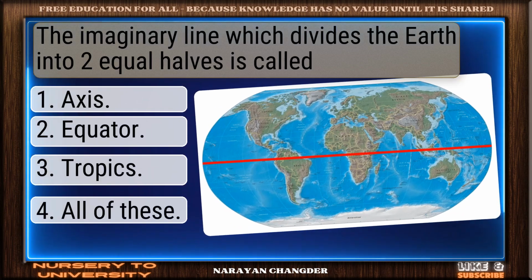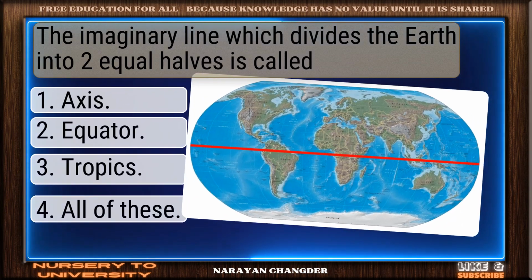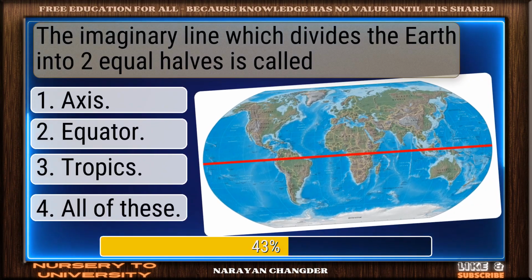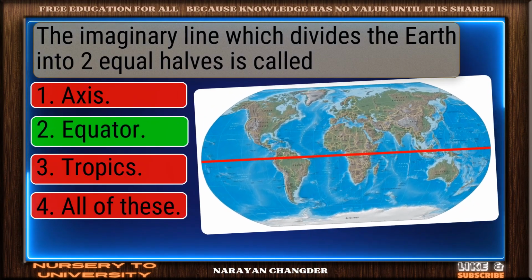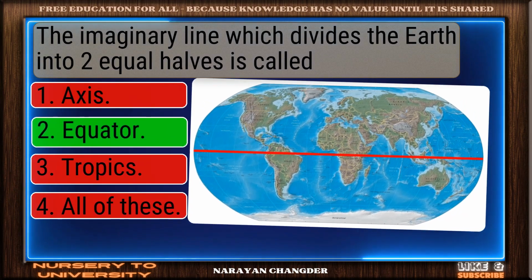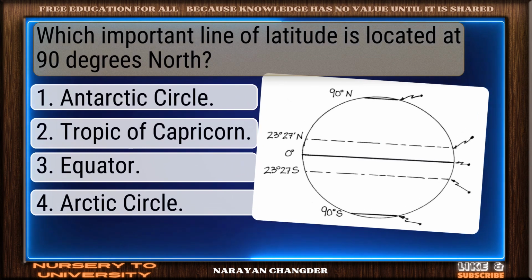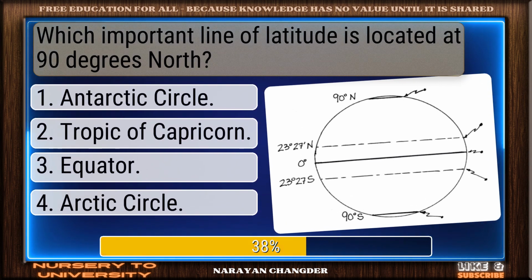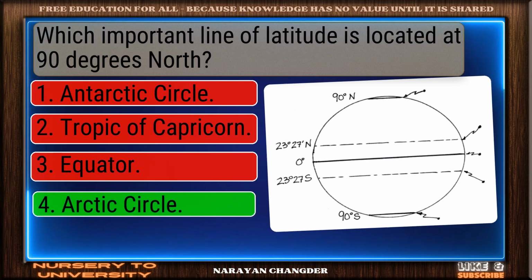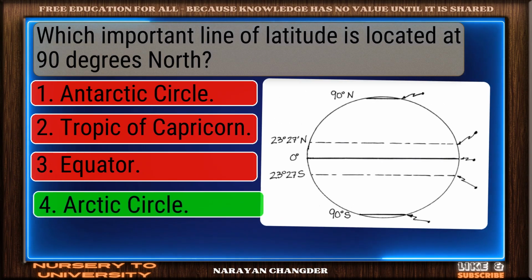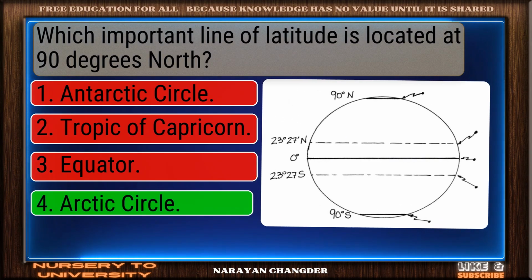The imaginary line which divides the Earth into two equal halves is called. Solid response. Equator is a valid choice. Which important line of latitude is located at 90 degrees north? Great thinking. Arctic Circle is the right choice.